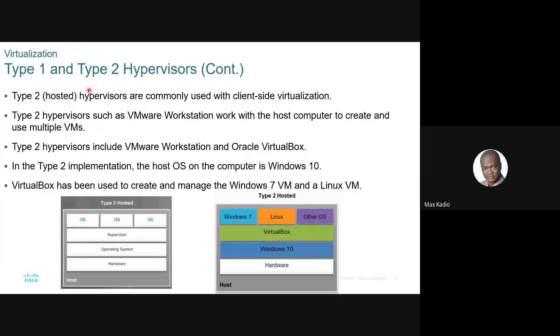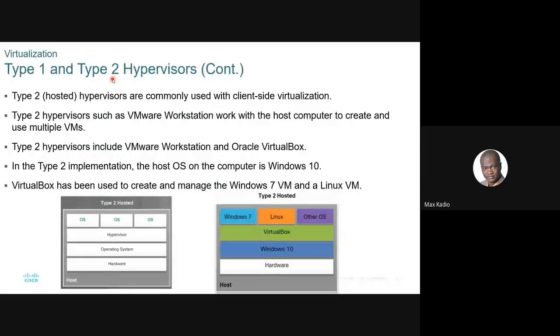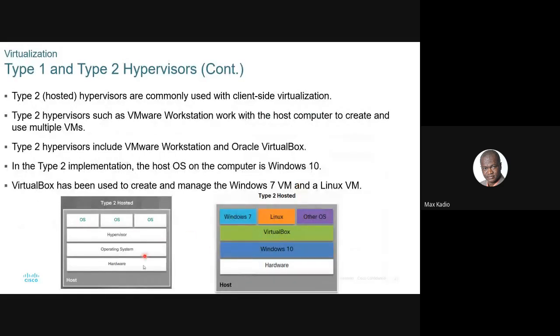Okay, we have what we call Type 1 and Type 2. Type 1, you can get your own PC, and you don't install any Windows. You just install the hypervisor, then you go for it. You create your virtual PCs and operating systems. That's Type 1.